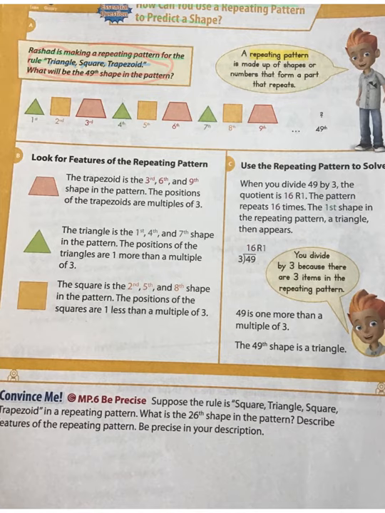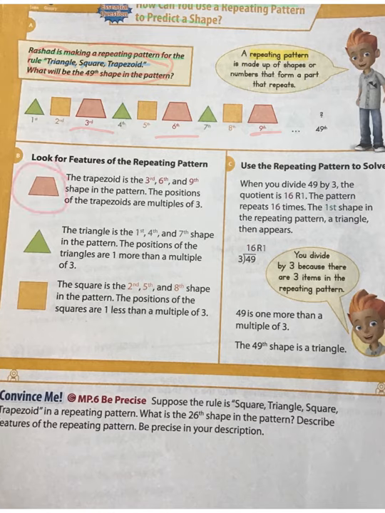We know that every third shape is going to be a trapezoid. So when you're trying to find the number in a pattern, if it's not going to have a remainder, it's going to be the third shape because it will go into the number evenly. But if the number does have a remainder, in this case, since there are 3 shapes, it would either have a remainder of 1, a remainder of 2, or no remainder. If it's a remainder of 1, it's going to be the first shape. If it's a remainder of 2, it's going to be the second shape. And if there is no remainder, it's going to be the third shape.